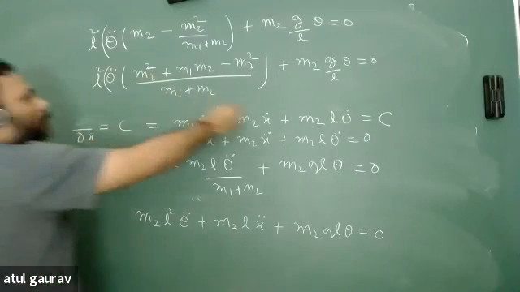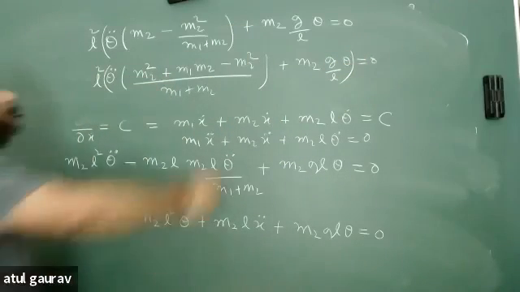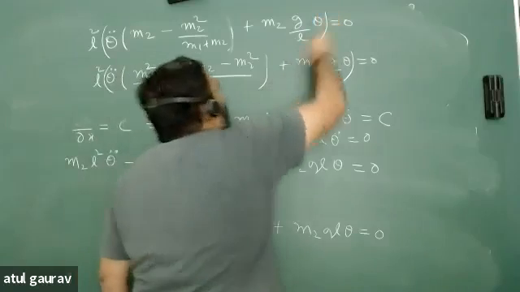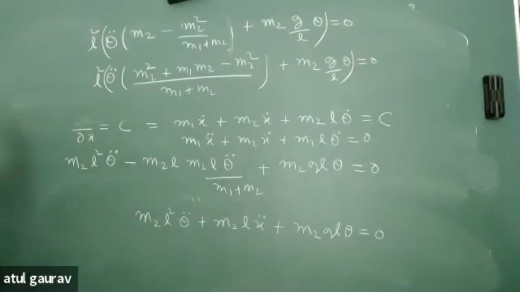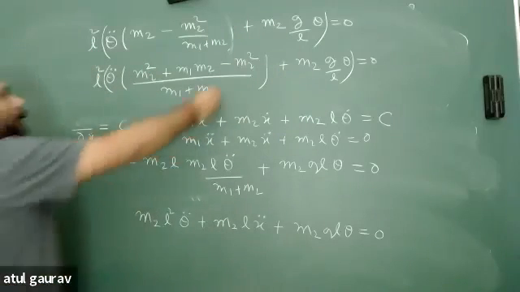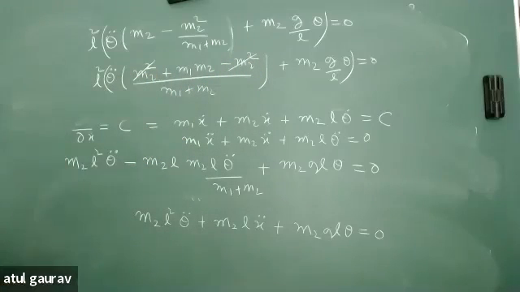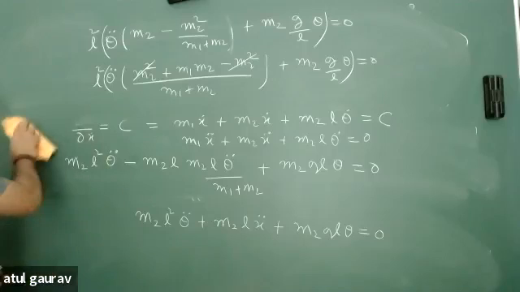I have taken L square common from the whole thing. Don't worry, this is common from everywhere. When L square is taken common, this will come to G upon L. You will see the dimensions will be very nice, so M square will cancel. You can take M2 also common.